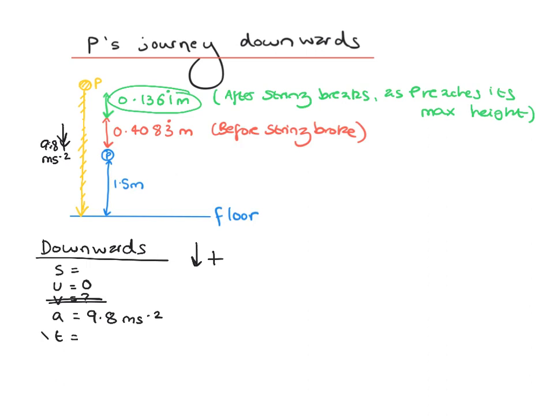t is what we actually want to find out, and s is going to equal these three distances added together, so 1.5 plus 0.4083 recurring. We're going to use full accuracy, plus 0.1361 recurring, which add together to make a total distance of 2.04 recurring metres, which I'm going to put in another memory. We'll put this in memory E.